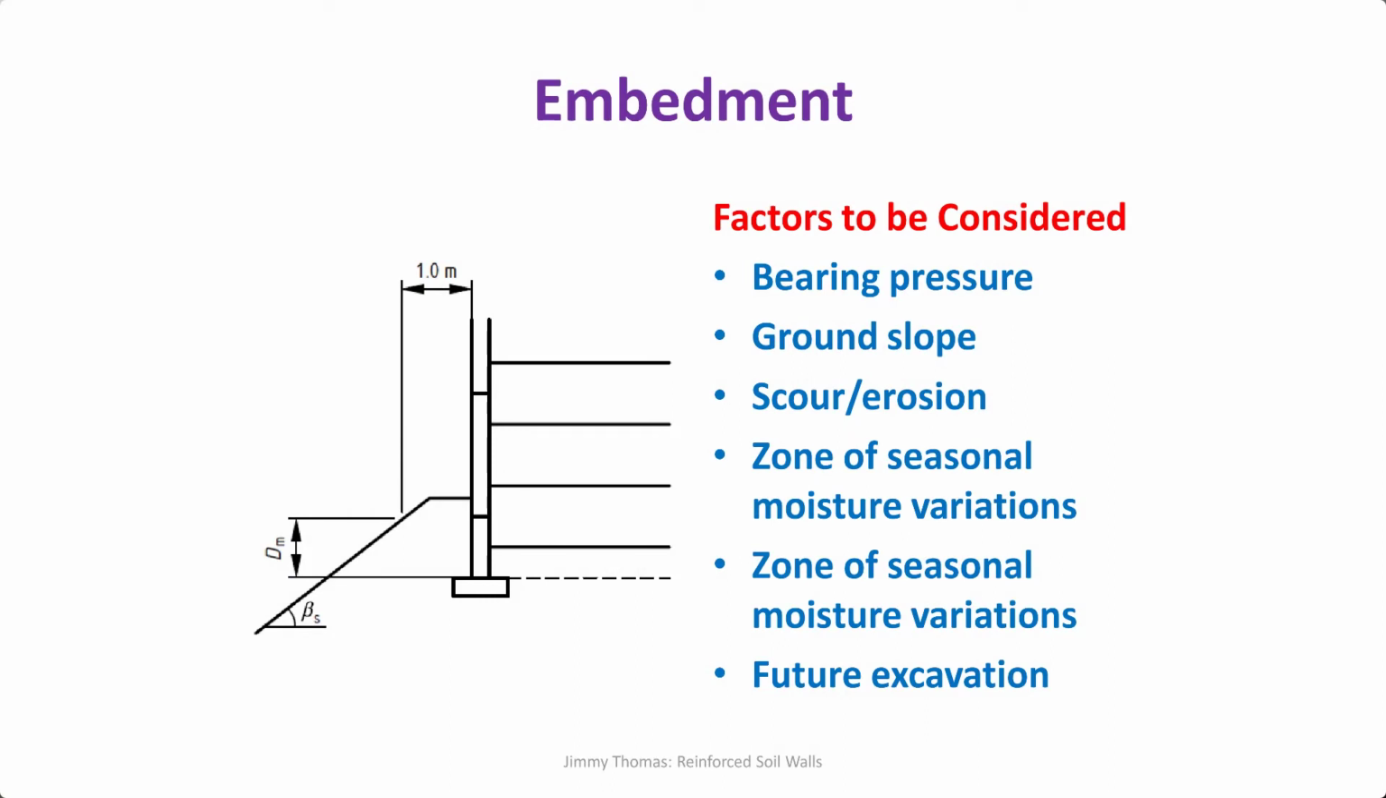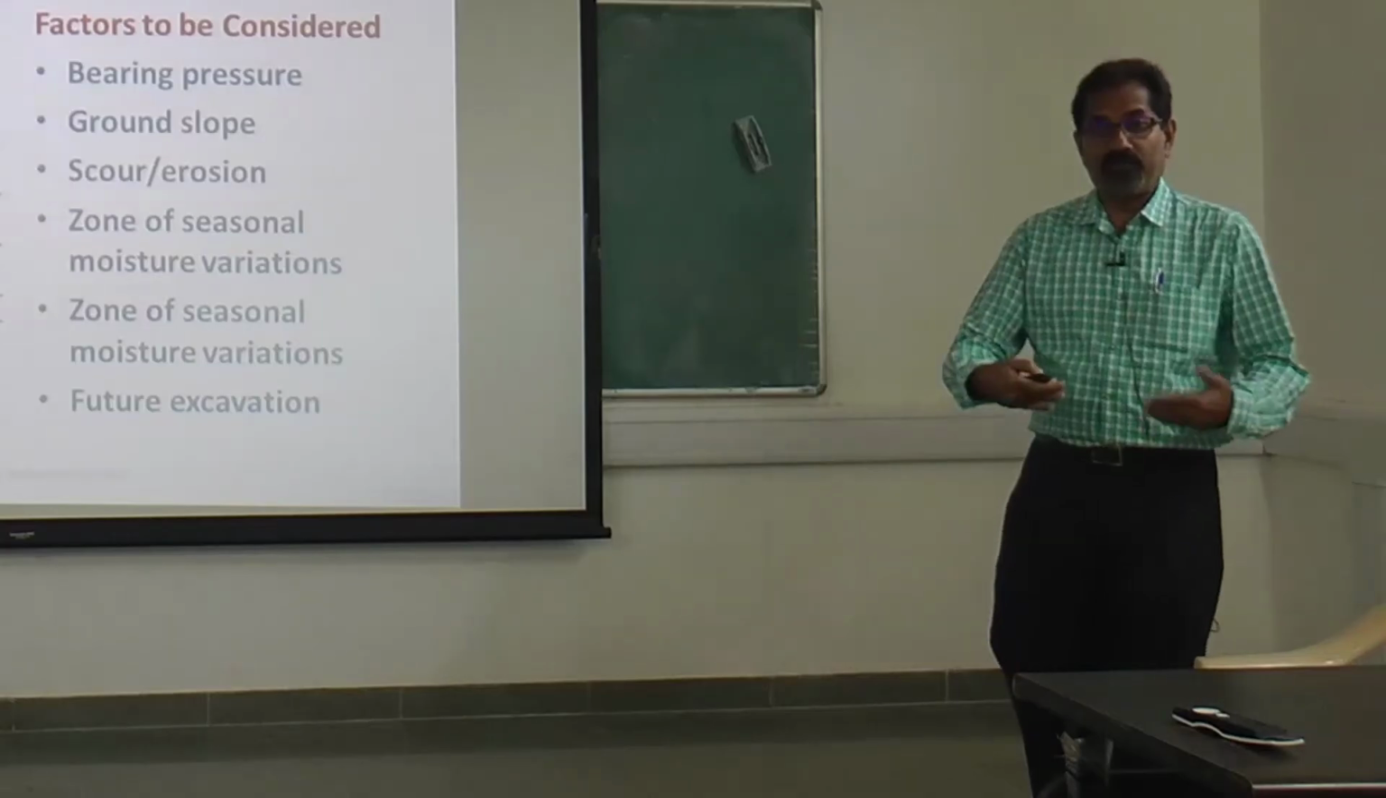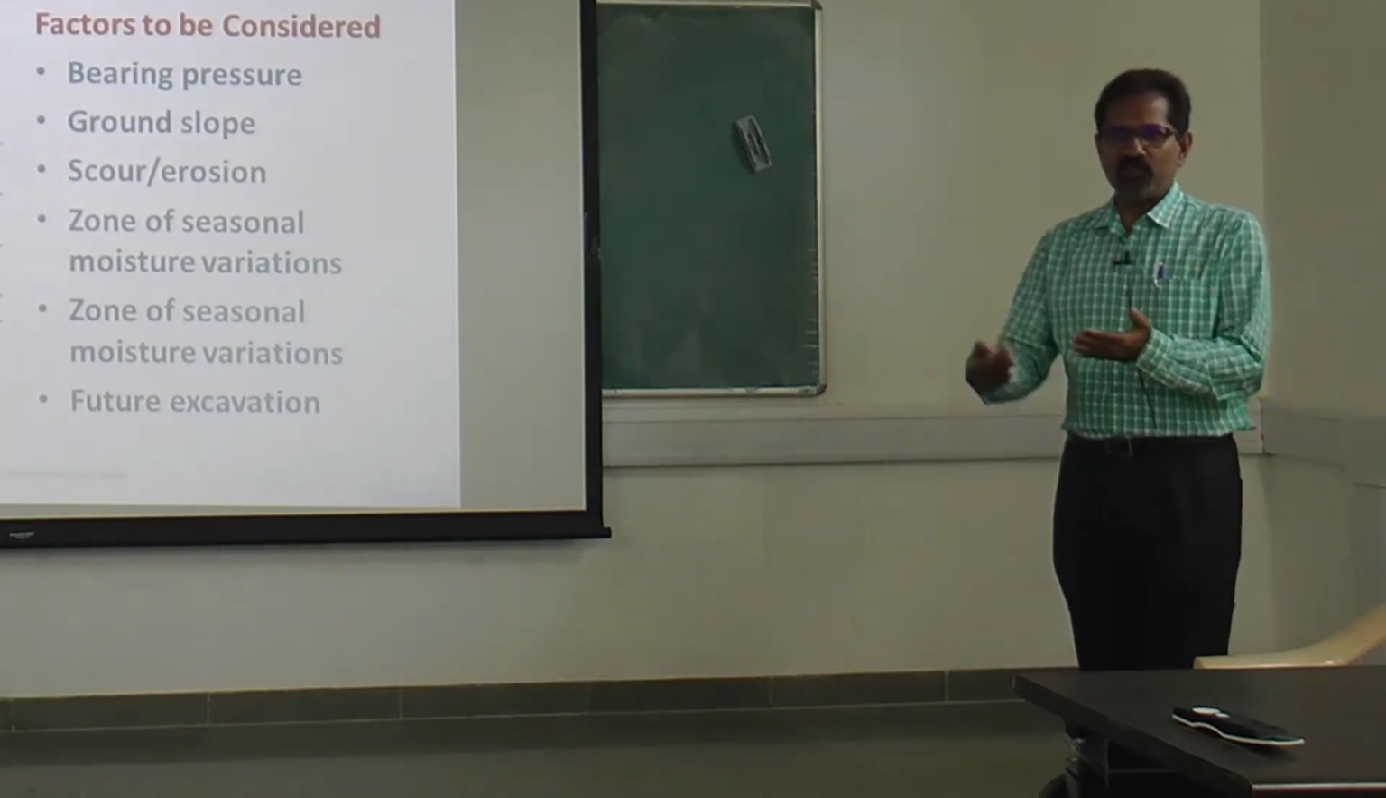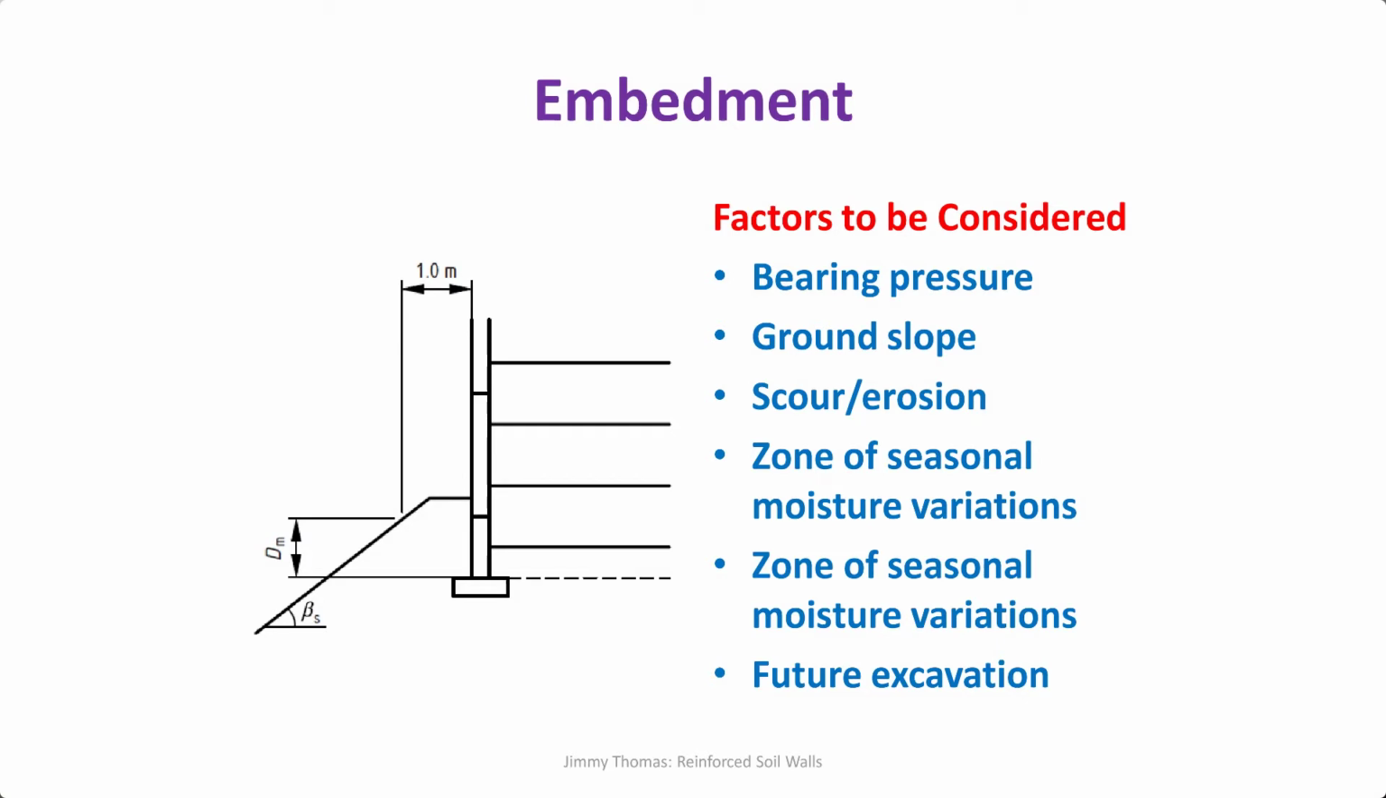Now the embedment, that means how much the foundation should be below the ground level. So this is like any other foundation, and the factors are bearing pressure, the ground slope, scour and erosion. Then especially in a swelling soil, we want the foundation to be below the zone of seasonal moisture change. And where there are temperature variations, we have the problem of frost in cold climates. When the soil freezes, it swells, trying to lift the structure. So ideally our foundation should be below the zone of frost. Then future excavations: suppose you construct the wall and somebody comes to dig, it should not be undercut like that.